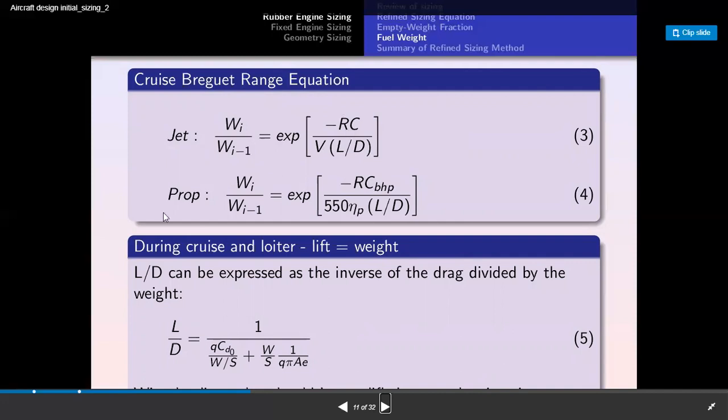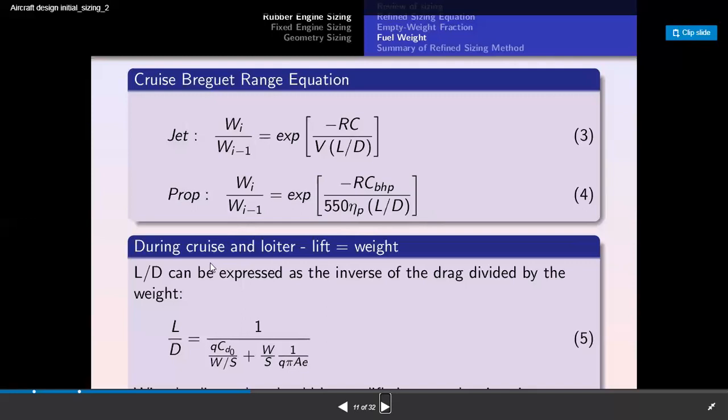Clear? And this is for a propeller based aircraft, Wi by Wi minus 1 is exponential of minus R into C BHP divided by eta P into L by D. BHP is nothing but brake horsepower. Eta P is the propeller efficiency, and L by D is the lift to drag ratio.